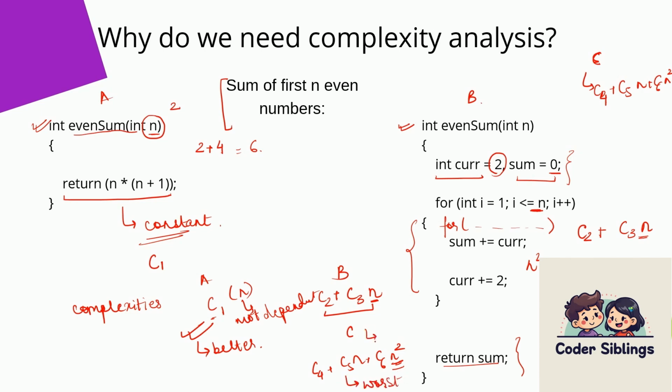This will have an average, and this will be the best one out of all three because it is not dependent upon n. This is dependent upon n as it is directly proportional, and this is dependent upon n square times. So I hope why we need complexity analysis is clear, and how we actually find out complexity for a given program is also clear with this example.